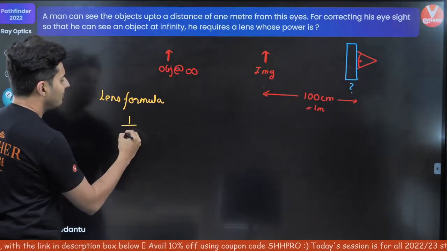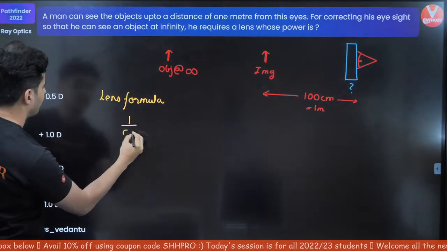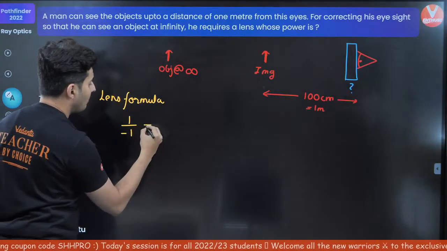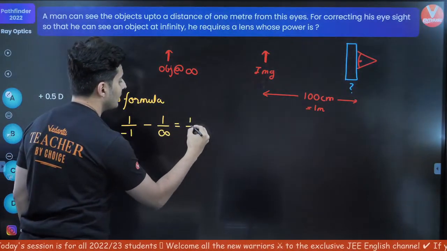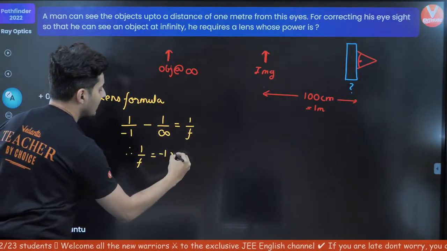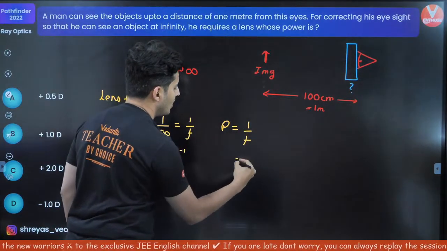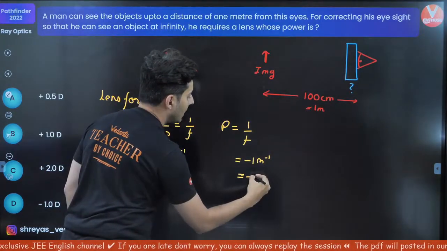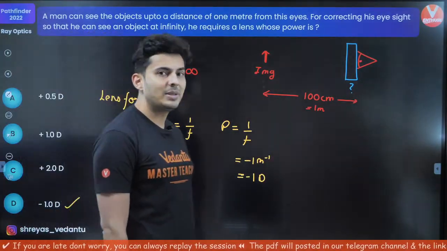So 1 by V. V is nothing but minus 1 meter, minus 1 by U. U is infinity. So just put infinity, is equal to 1 by F. So therefore 1 by F is equal to minus 1 per meter. And remember, power is just 1 by F. So it is nothing but minus 1 per meter. Per meter is nothing but diopter. So it is minus 1 diopter.